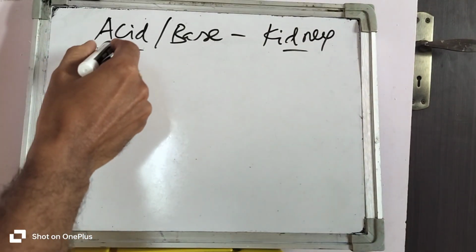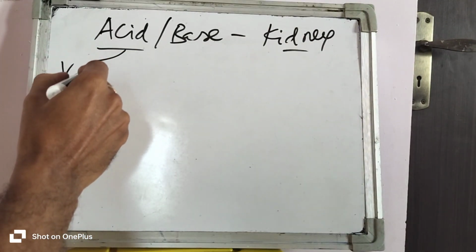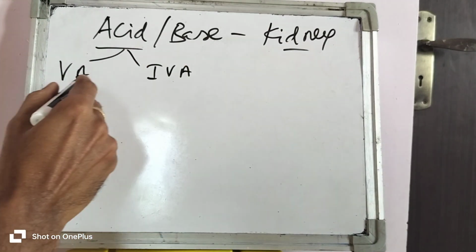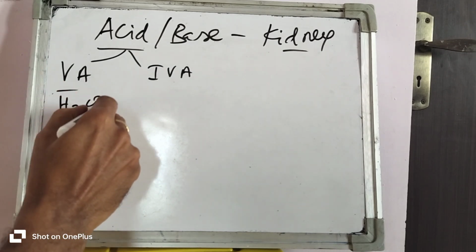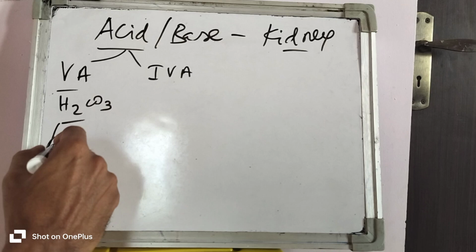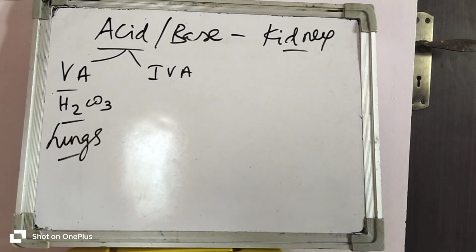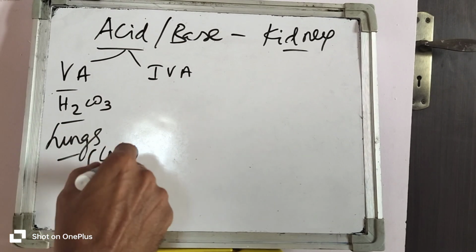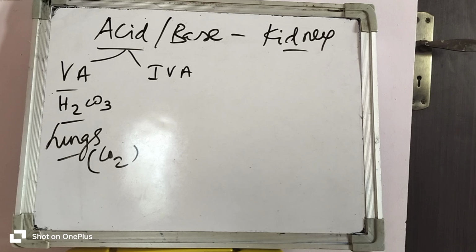Okay. So in our body we have two types of acid. One is volatile acid, the other is involatile acid. The volatile acid is carbonic acid, which will be removed effectively by the lungs, because lungs exhale carbon dioxide. As carbon dioxide is part of the carbonic acid, it will be expelled.